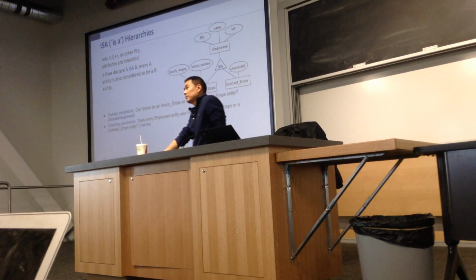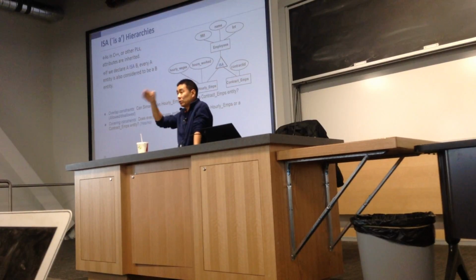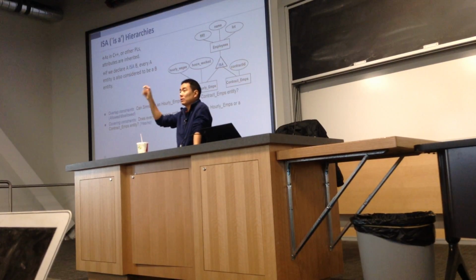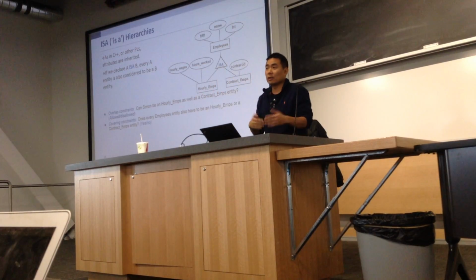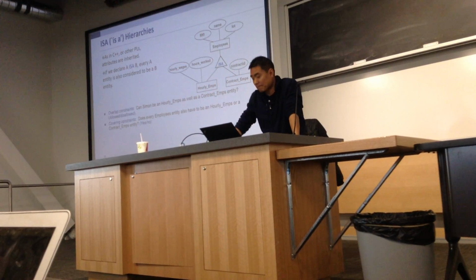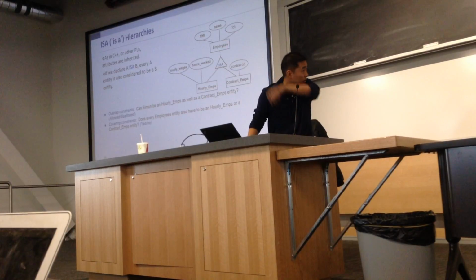How do you show the overlap constraint? You add an annotation to your diagram that says overlapping constraint yes or overlapping constraint no, similarly to what you did for the covering constraint. Okay. All right.